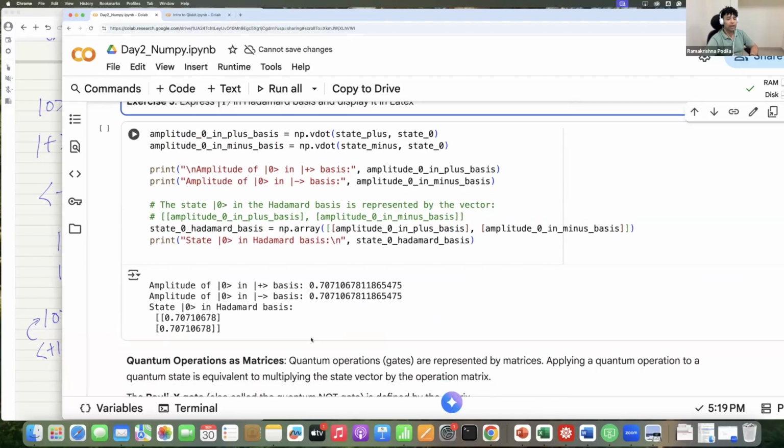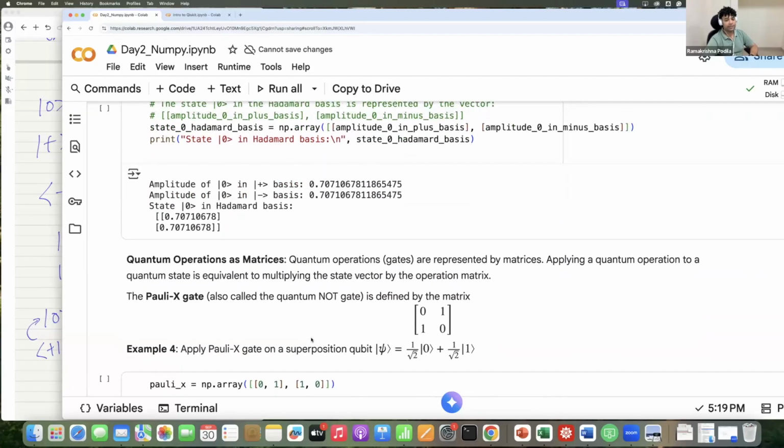Okay, so now we're getting to quantum matrices, quantum operations. As we saw in the last lecture, we can express quantum operations as matrices. These quantum operations, or quantum gates, which we are going to look at in the later half of this course, are going to be represented as matrices. So we'll begin with something called the Pauli X gate.